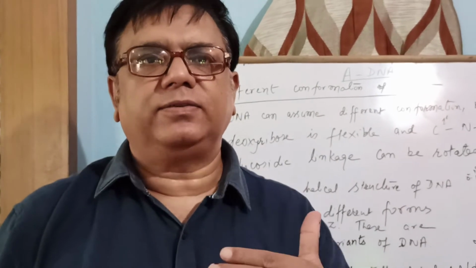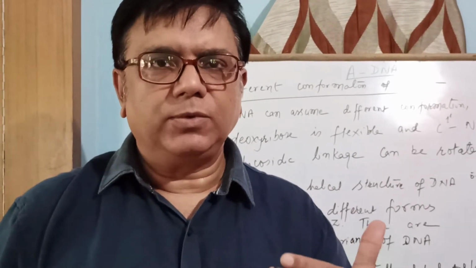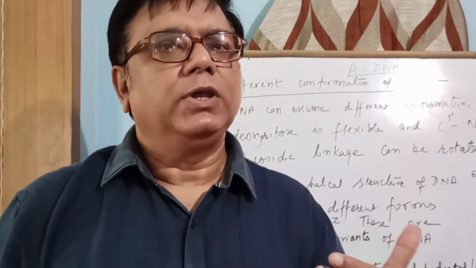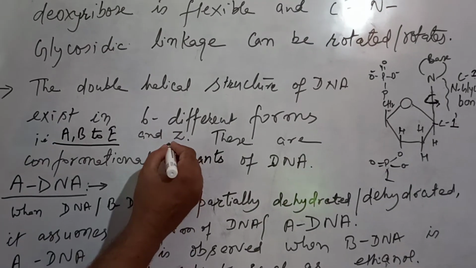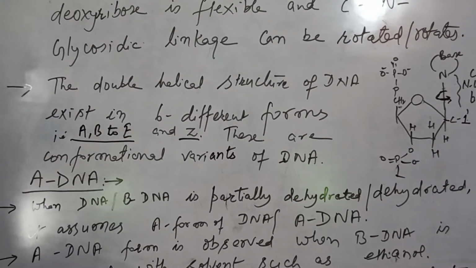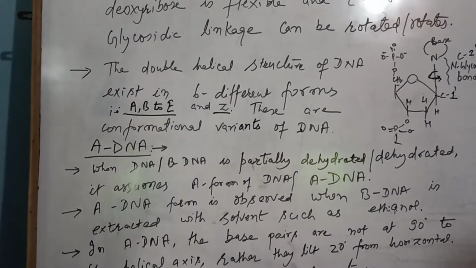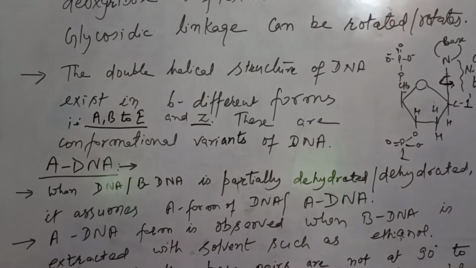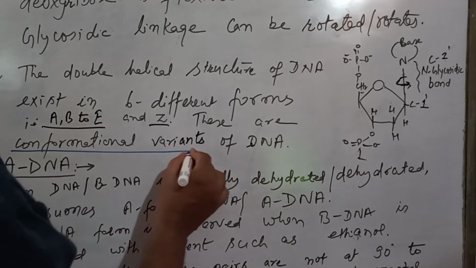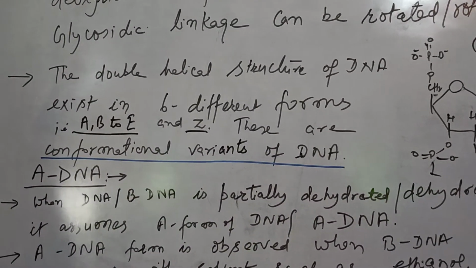So due to this rotation of the C1 prime N-glycosidic bond, DNA has different conformations, and at least 6 have been recognized, some important ones, that is A to E and Z. You see here A, B to E and Z. Okay, so obviously what are these? These are conformational variants of DNA.